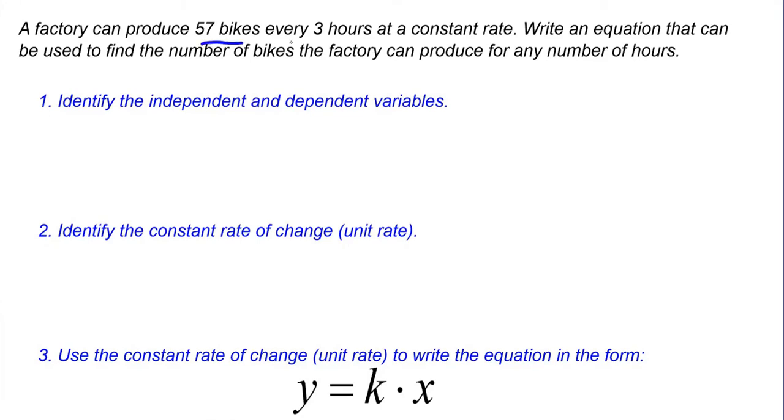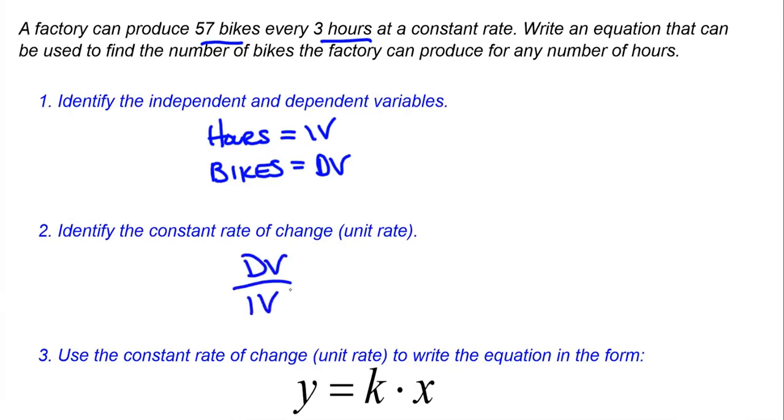So we have bikes and we have hours. So the number of bikes the factory produces depends on how many hours they've been producing it. So hours is our independent variable, and the number of bikes produced is the dependent variable. So what is the constant rate of change? Again, that is our dependent variable divided by the independent variable. So that's number of bikes divided by the number of hours, and that's the only piece of data we have.